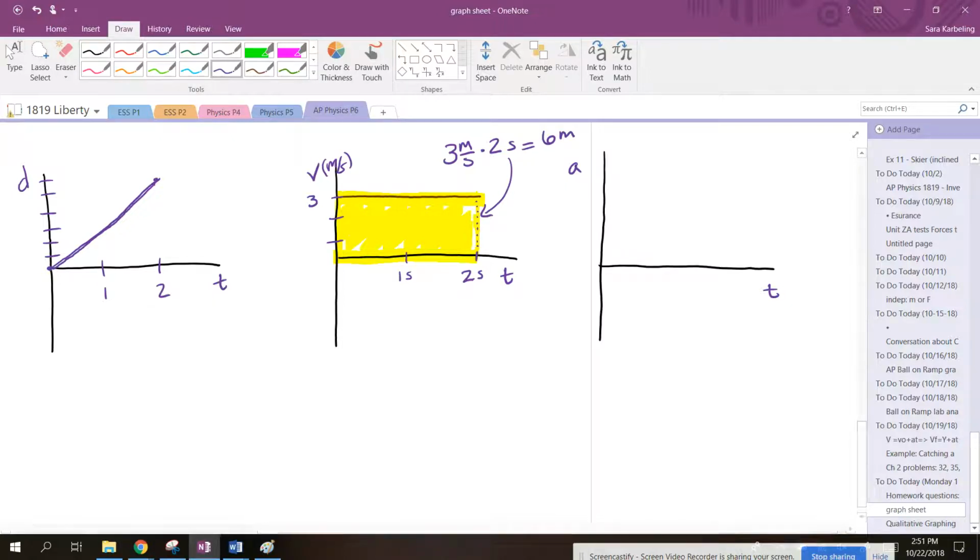Look at that. Constant positive slope. Constant positive values, area of 6, displacement of 6. You with me there?